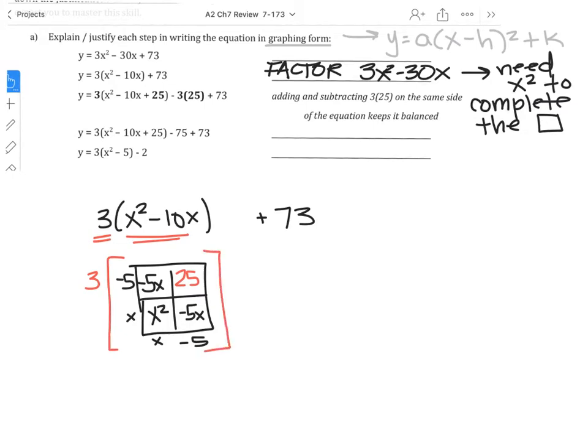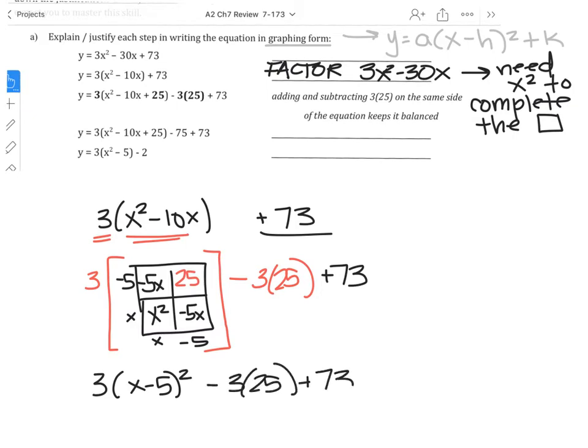If we're going to add a 25 here, we need to make sure our equation stays balanced. One of the ways we can do that is if we're going to add 25, which is being multiplied by 3, to make it balanced, we could also subtract 3 times 25. So you can see that we basically added 75. If you multiply 3 and 25, you get 75, and we subtracted 75. So our equation is still balanced. We do need to bring down this plus 73. So we've rewritten this, and we have 3 times x minus 5 squared. We created that square, minus 3 times 25 plus 73. And so that's the step here. Adding and subtracting 3 times 25 on the same side keeps our equation true.